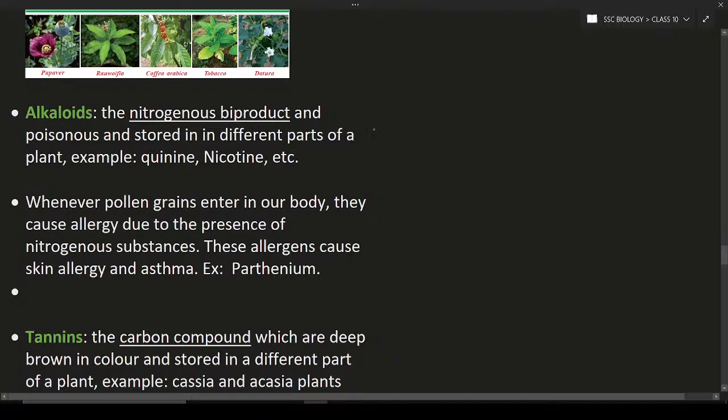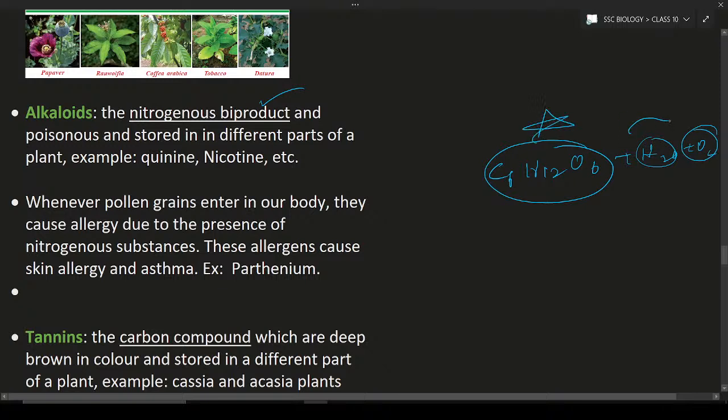What is a byproduct? Byproduct means apart from the main product, whatever extra is produced is known as a byproduct. In photosynthesis, you can see the production of glucose, C6H12O6, plus water, plus oxygen. Here the oxygen and water are byproducts. The glucose is the main product, and apart from the glucose, they are also produced. In the same way, alkaloids are also produced. These alkaloids are nitrogenous byproducts, they are poisonous, and they are stored in different parts of the plant. Examples are quinine, nicotine, etc.